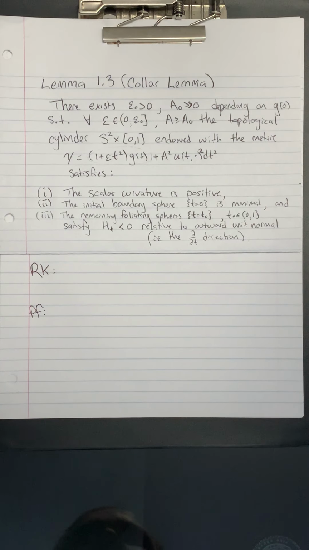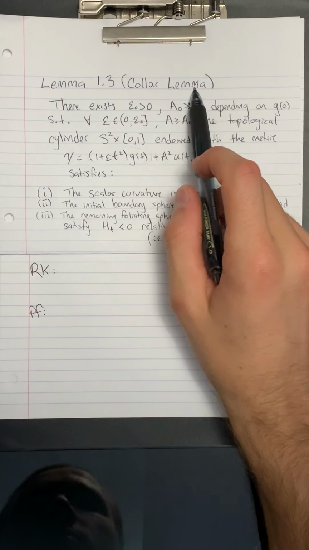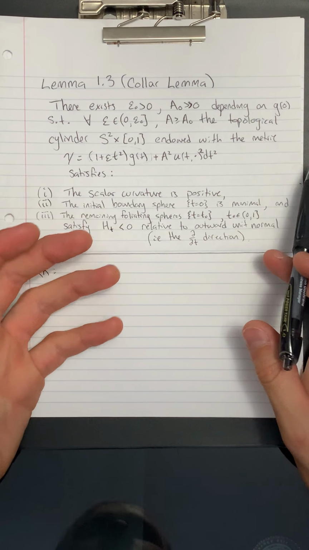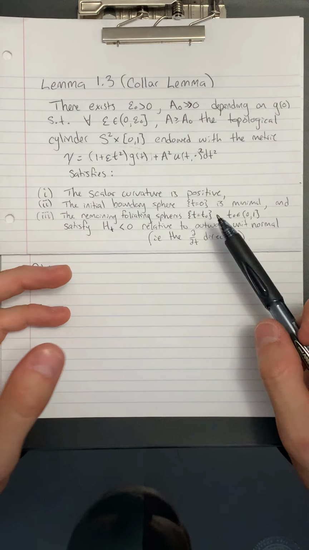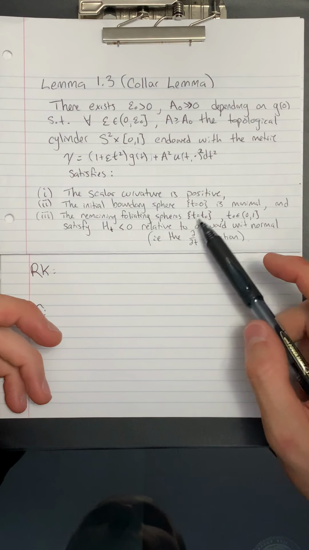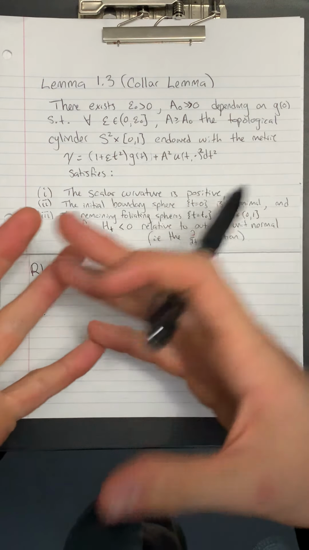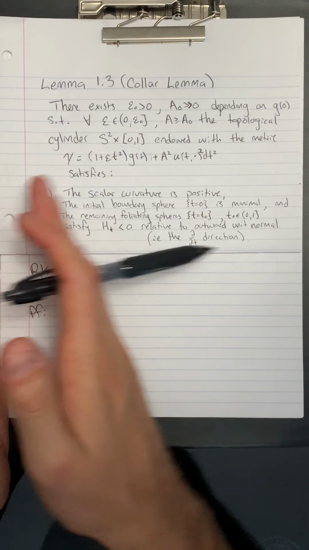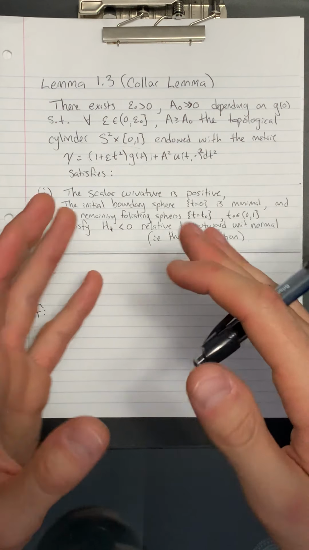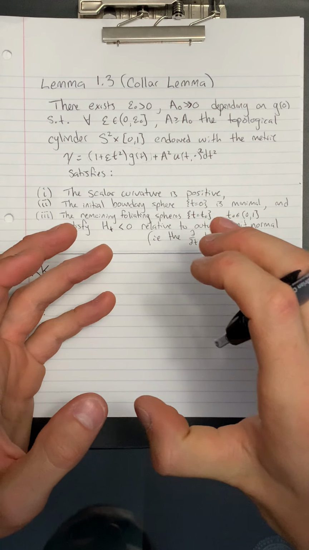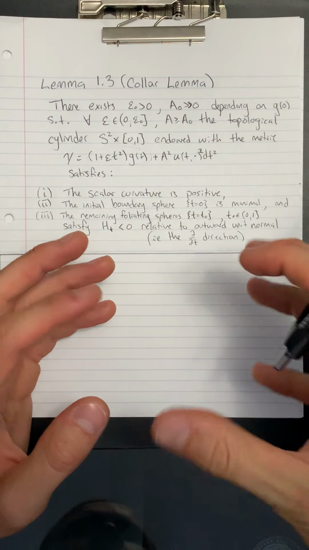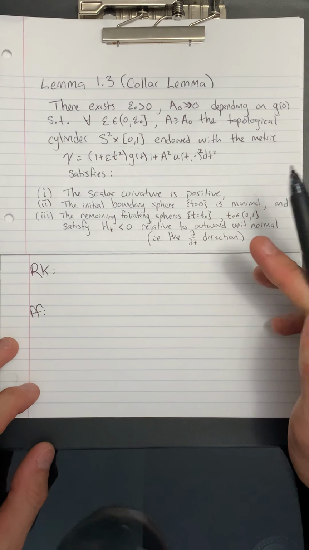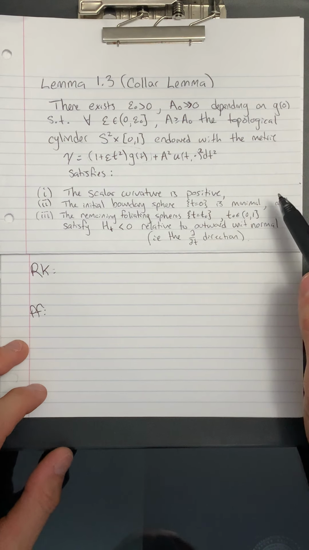Hi, so here we're going to prove lemma 1.3, the so-called collar lemma. Basically this lemma states that with this path of metrics g of t that we constructed previously, we can construct a so-called collar that is a sphere times an interval [0, 1]. And then we can glue onto that cylinder an outer Schwarzschild region with a specified mass. This is going to be very useful in this construction.